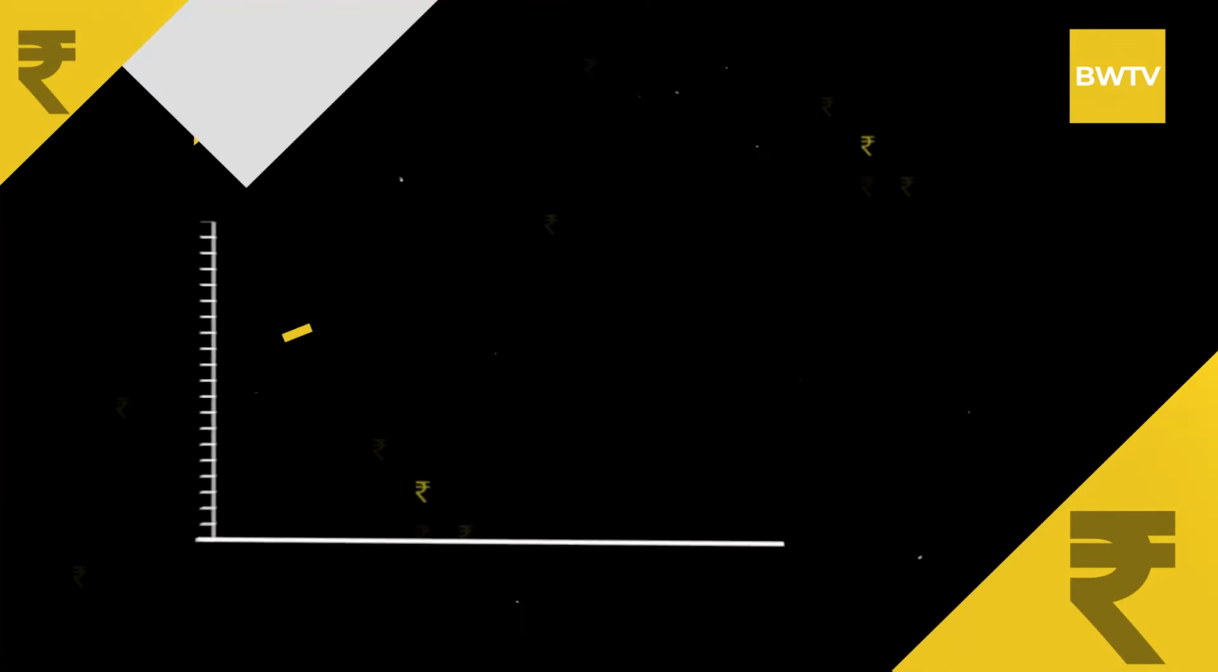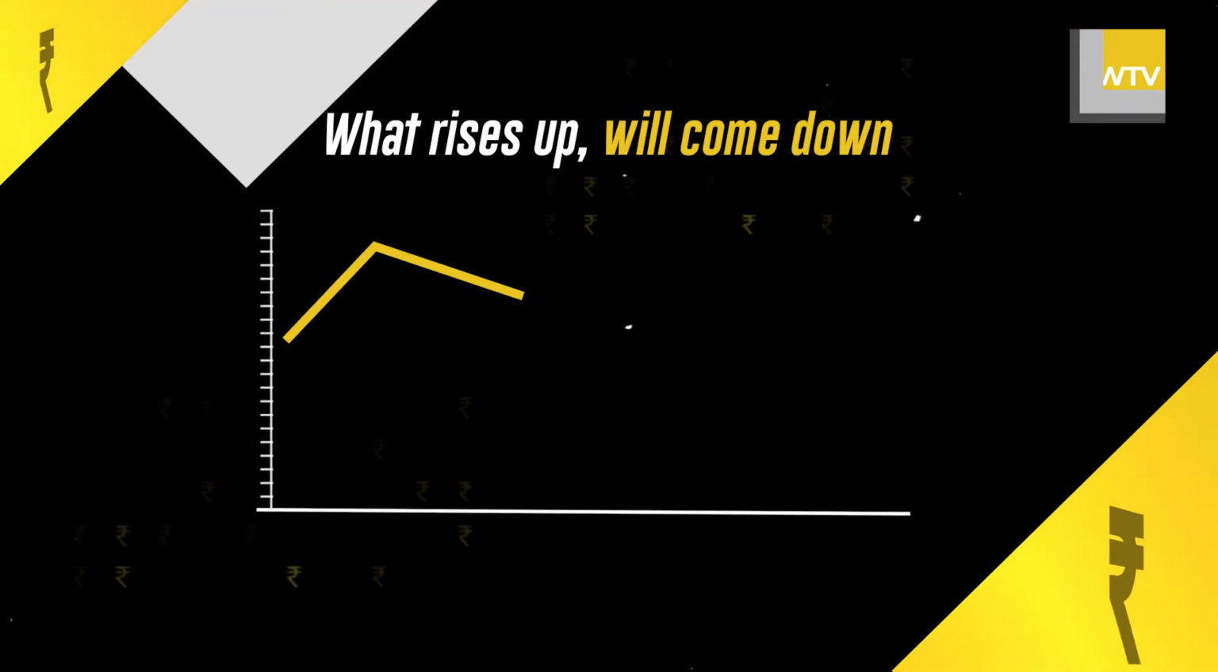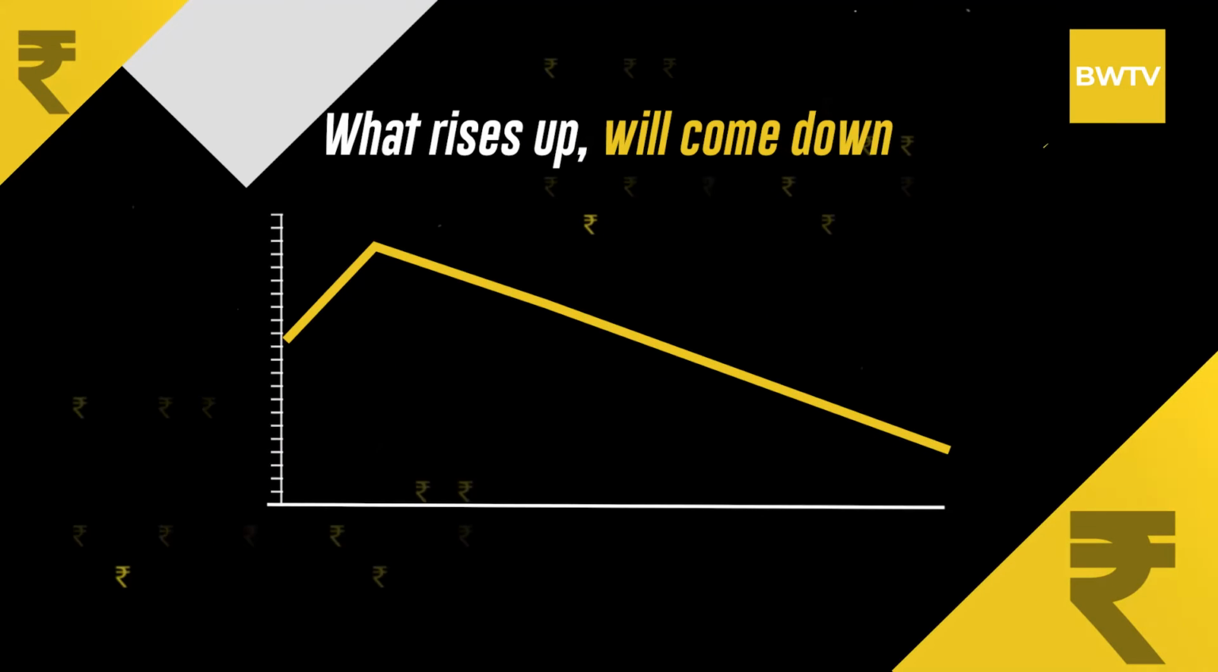Because, for example, if something goes down, it's bound to go up. Or if something goes up very sharply, it's going to come down. That's just the rule of how financial markets operate. That's the rule of mean reversion, my friends. No asset class goes up forever.